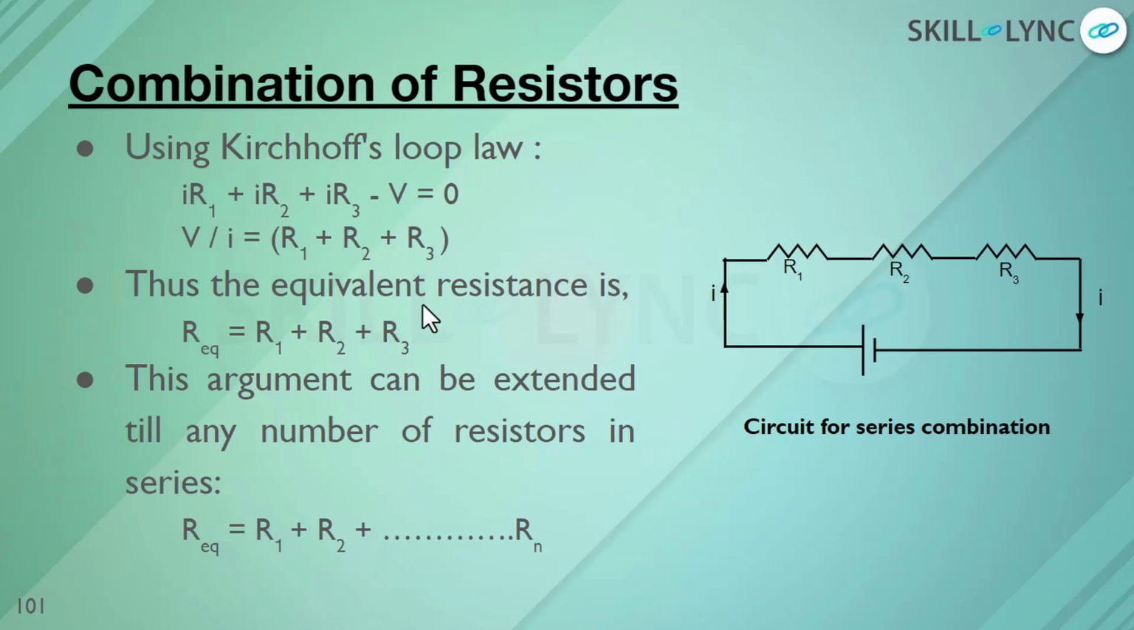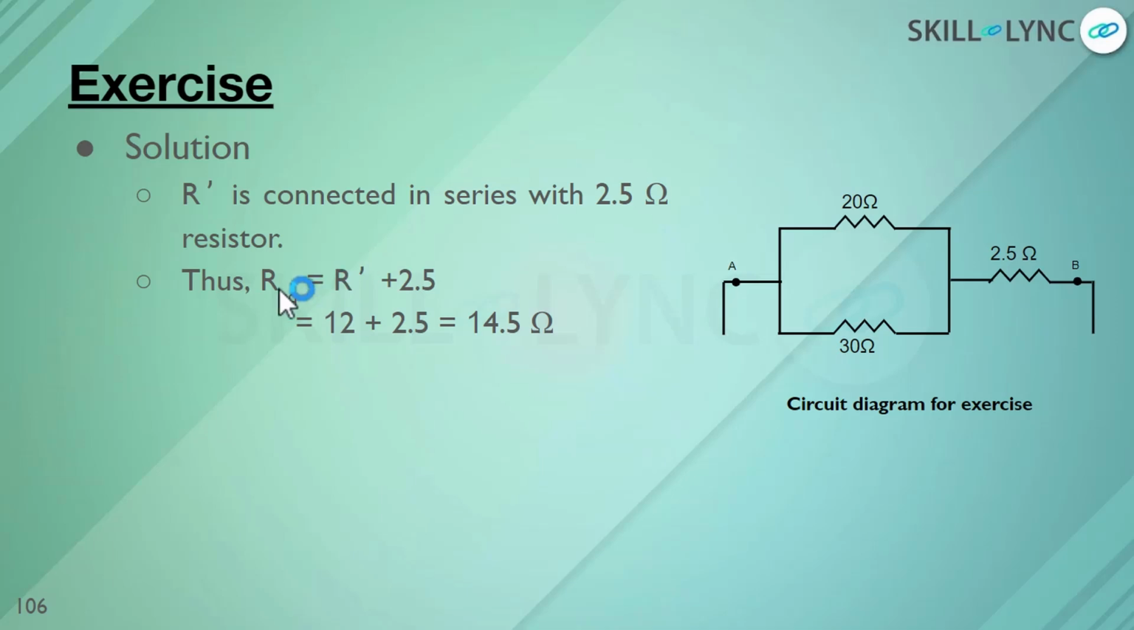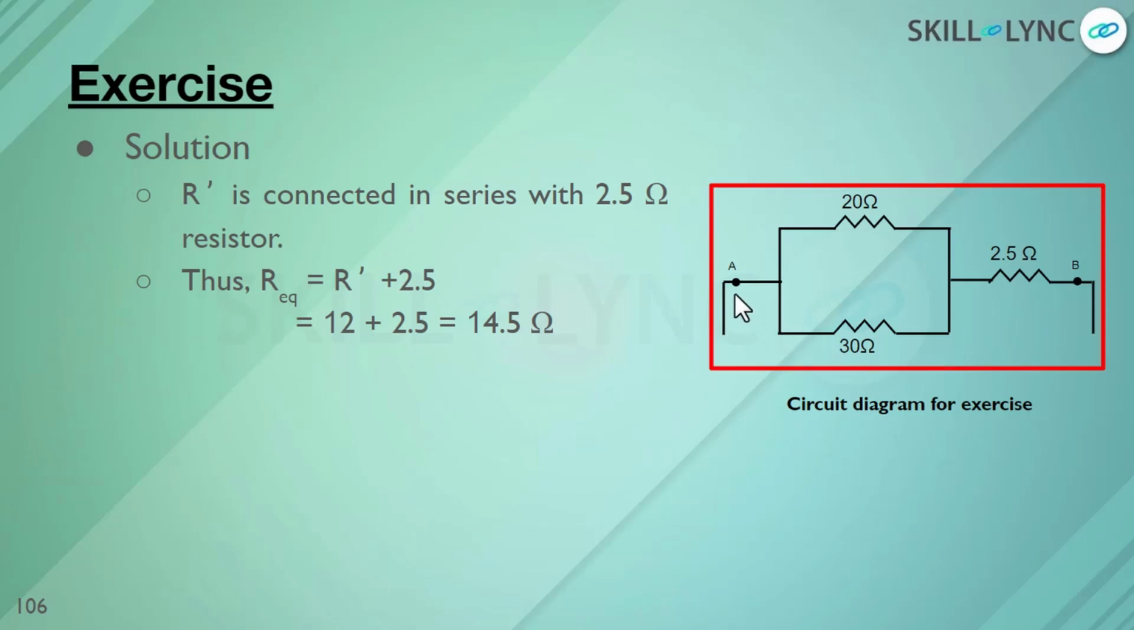In our case of question, we don't have R3. R1 is the equivalent resistance of the parallel combination. We have named it as R', and R2 is equal to the resistance that has been given in the circuit as 2.5 ohms here. Therefore, R equivalent of the complete circuit is equal to R' plus 2.5, where R' we have calculated 12 ohms plus 2.5 ohms. That would result in 14.5 ohms. So this would be the answer to our question. That was to find out the equivalent resistance between point A and point B of the circuit.